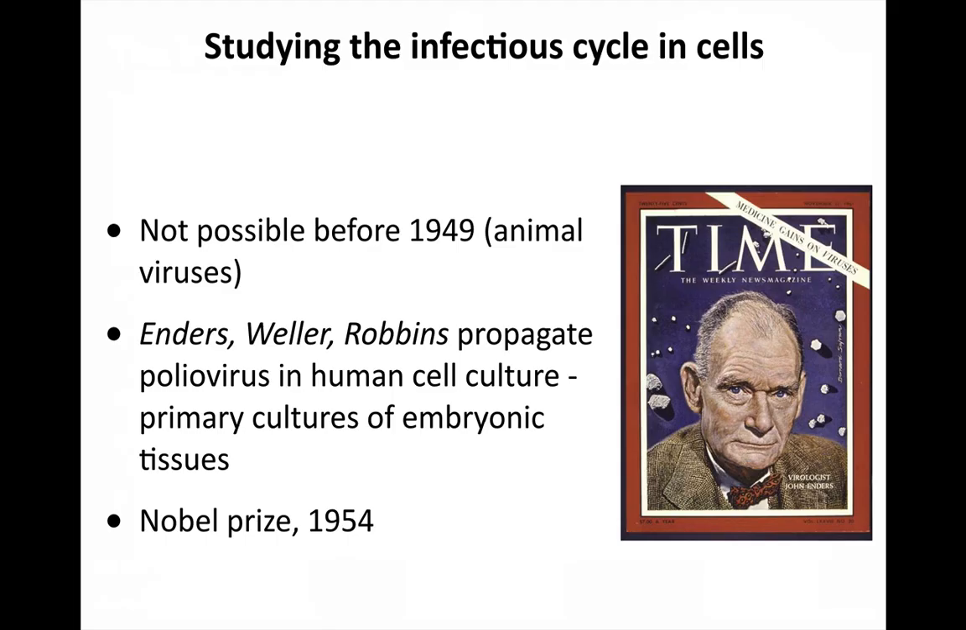However, at some point in the history of virology, we moved towards cell culture, away from animals and embryonated chicken eggs. And that development was spurred by this virologist, John Enders. In 1949, he and two of his colleagues, Weller and Robbins, showed that they could propagate poliovirus in a human cell culture. In this case, they used primary cultures of embryonic tissues. This had never been done before. By this time, scientists had figured out how to grow cells in culture, and Enders, Weller, and Robbins figured out how to use them to grow viruses.